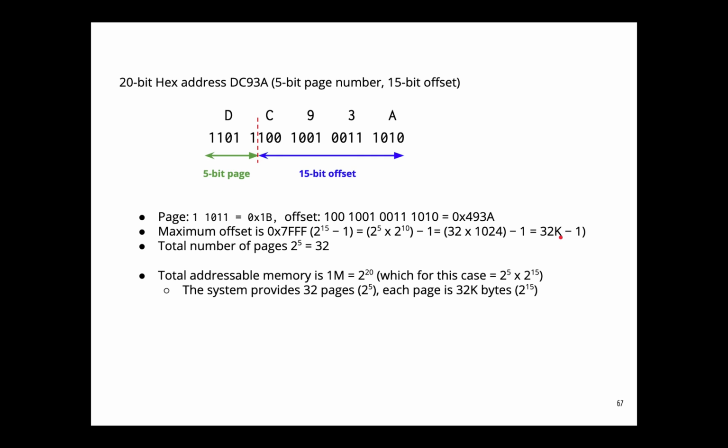How about the number of total pages? Because we have 5 bits for the page number, we can have at most 2 to the power of 5, or 32 pages. And the total memory is still the same, 2 to the power of 20, which is 1 meg. But this 1 meg is now the product of 2 to the power of 5 times 2 to the power of 15. So technically we have 32 pages and each page is 32K.